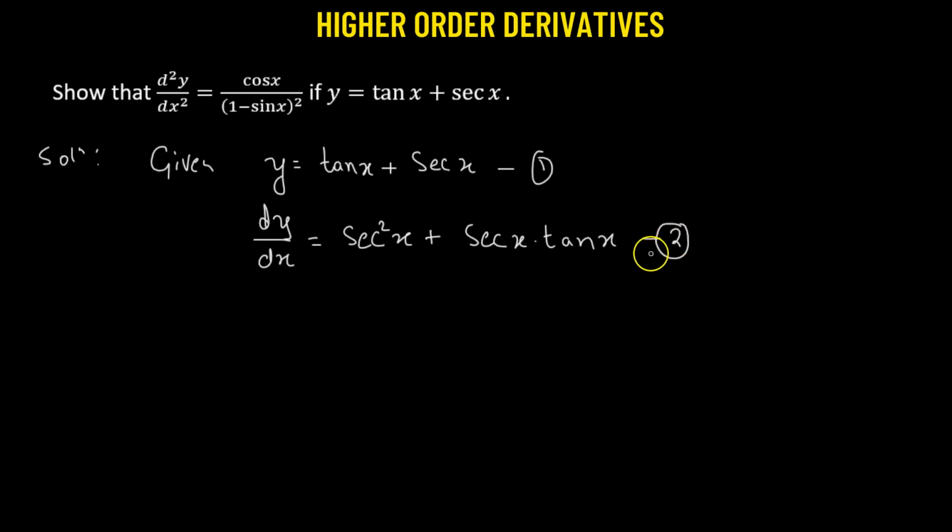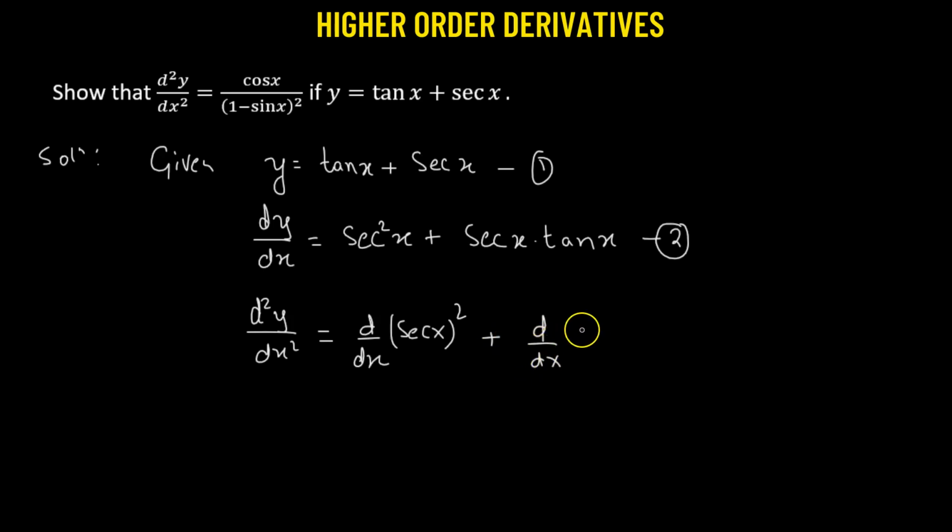Now we'll again take the derivative of 2 with respect to x, and that gives us the second derivative of y with respect to x equal to the derivative of secant squared x. Let's write it down. We have the derivative with respect to x of secant of x, whole square. The reason we're writing secant of x whole square is so that we can apply the power rule here, plus the derivative with respect to x of secant of x times tangent of x. And here we can find the derivative by applying the product rule.